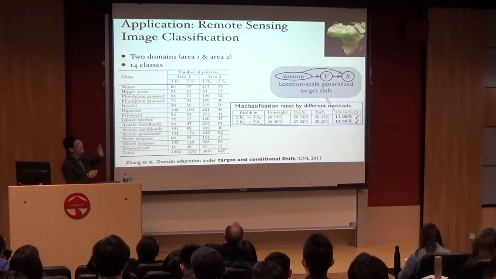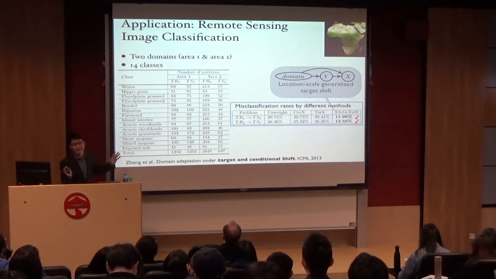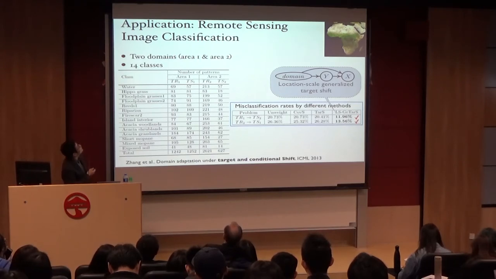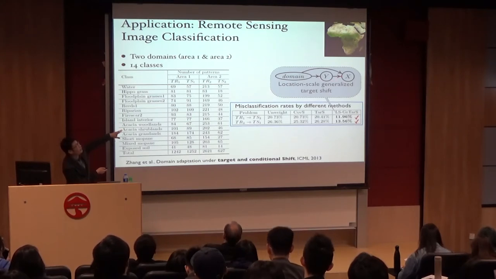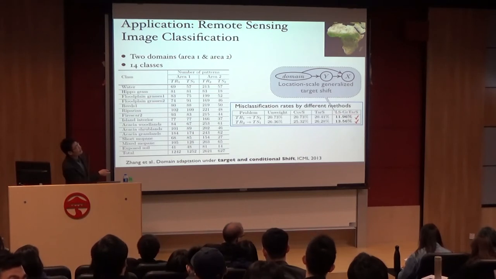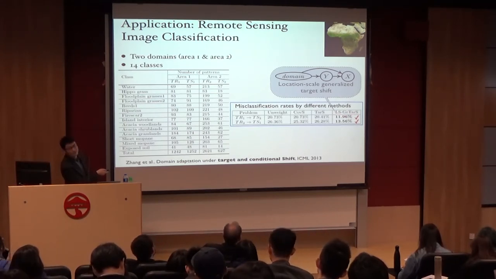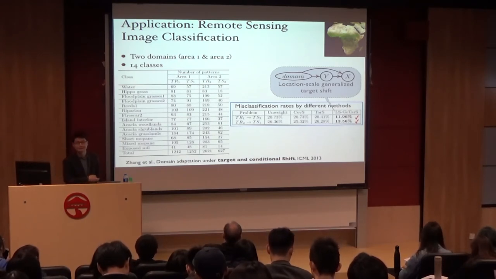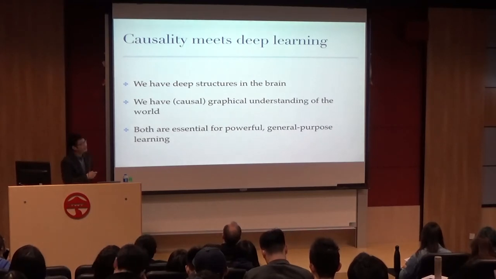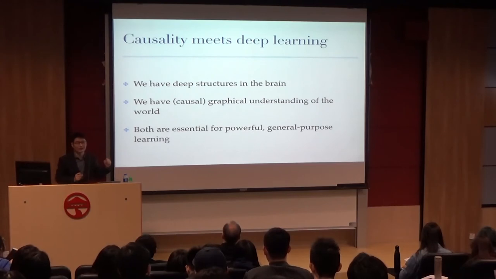So we made use of this intuition. We developed a lot of methods to do domain adaptation or transfer learning. You want to make use of your previous data to make predictions for the future, and you know the future is different. Here, this is a remote sensing image classification problem. We have images collected from two different areas. They have different distributions, different soils and so on. By making use of this causal picture, the class label, like water, hill, grass, causes the features of the image. We make use of this causal picture, and then you can see the misclassification rate is much, much lower than previous results. So even if you only want to make a prediction, you can really benefit from the understanding of the causal process behind the data.